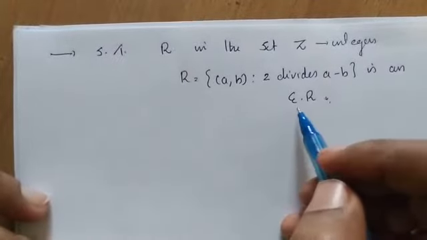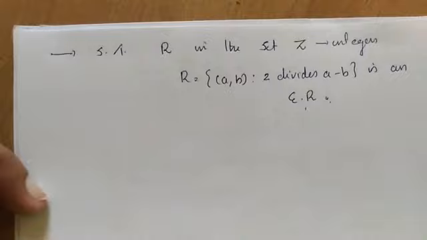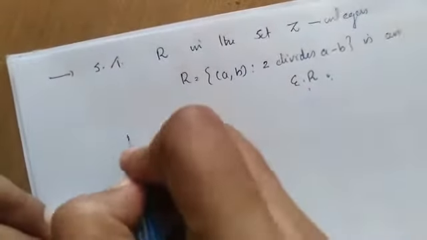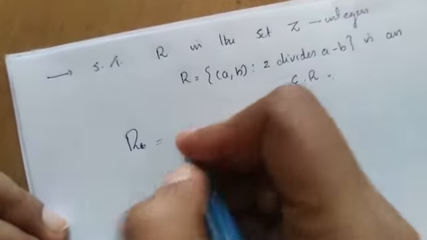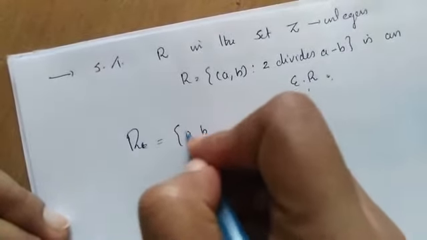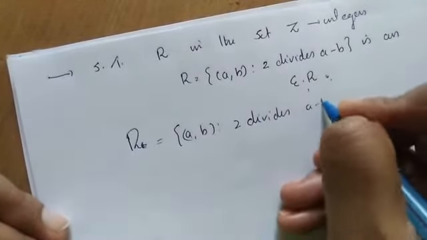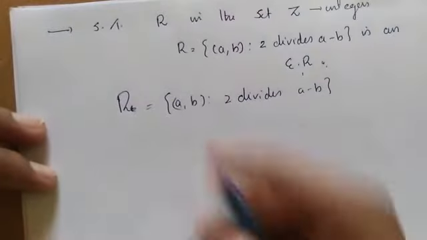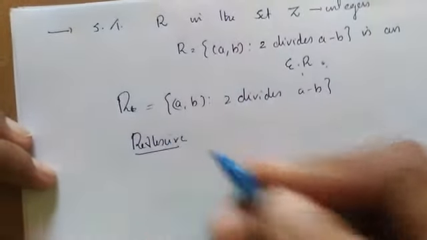To prove a relation is an equivalence relation, we have to prove it is reflexive, symmetric and transitive. First case, we have to rewrite it as R = {(a, b): 2 divides a minus b}. This is our condition. First we have to prove reflexive or not. Reflexive.